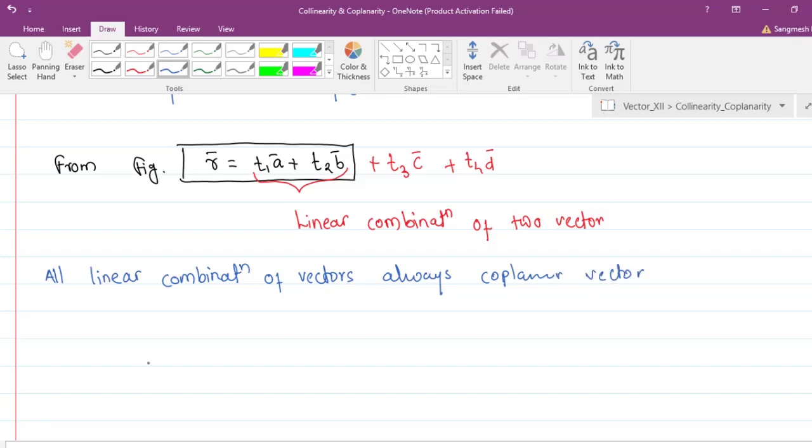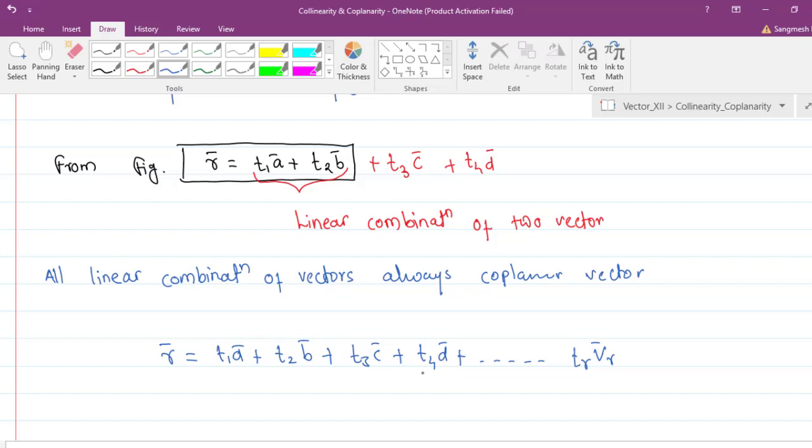Suppose I write R bar equals t1 A bar, t2 B bar, t3 C bar, t4 D bar, and so on up to tr V r bar. Then we say that this is a non-zero linear combination. Non-zero means that among the values t1 to tr, at least one of them is not equal to 0. This is known as a non-zero linear combination.